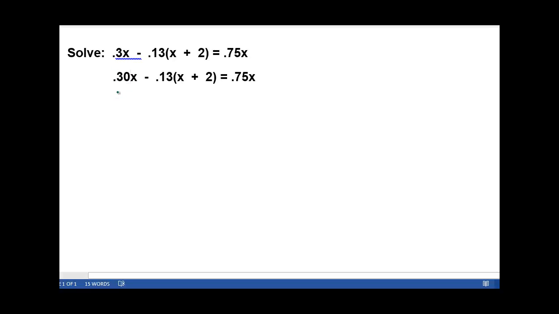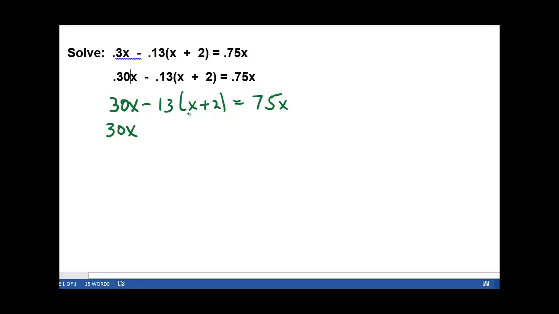So now instead of 0.30x, I have 30x minus, instead of 0.13, I have 13 times the quantity x plus 2. And instead of 0.75x, I now have 75x. My next step is to use the distributive property. So I have 30x, and now I'm going to distribute negative 13 times the quantity x plus 2.